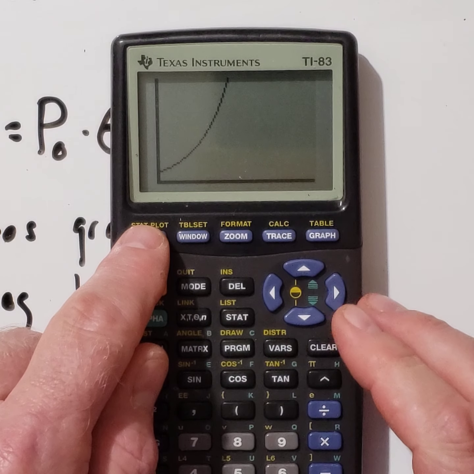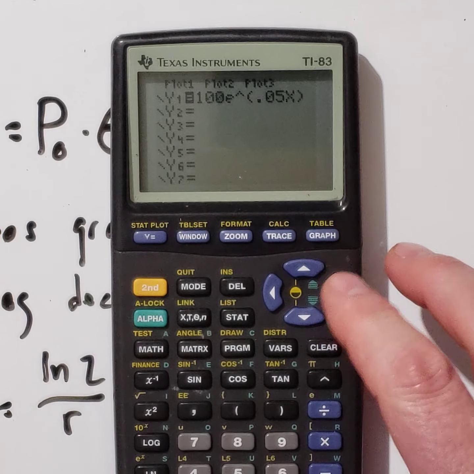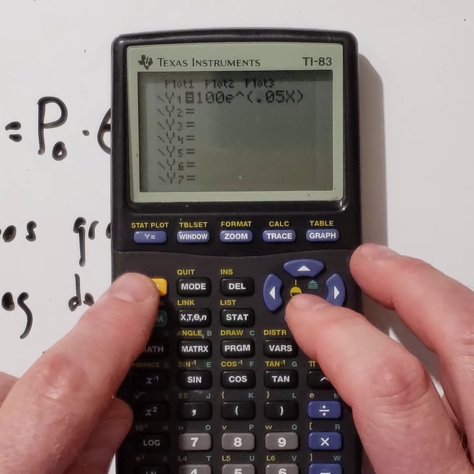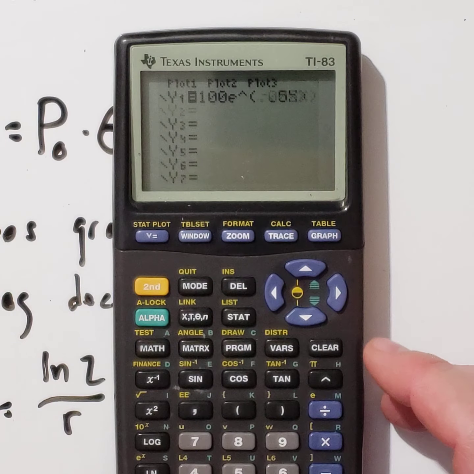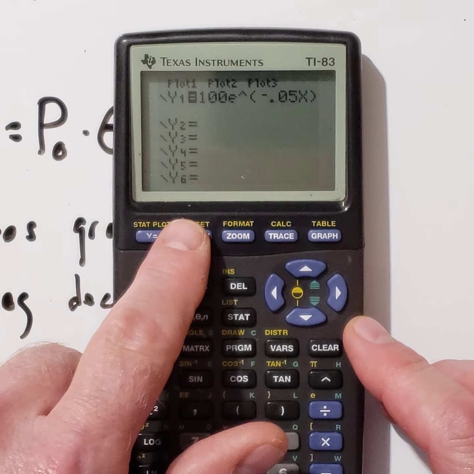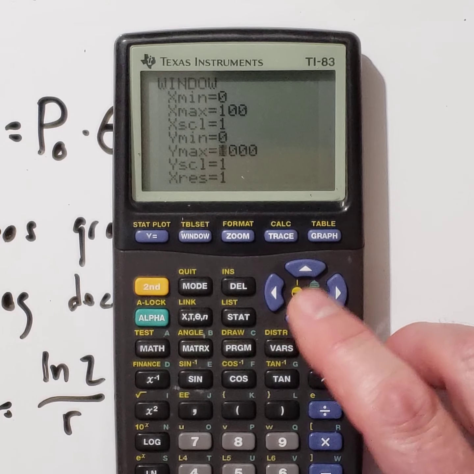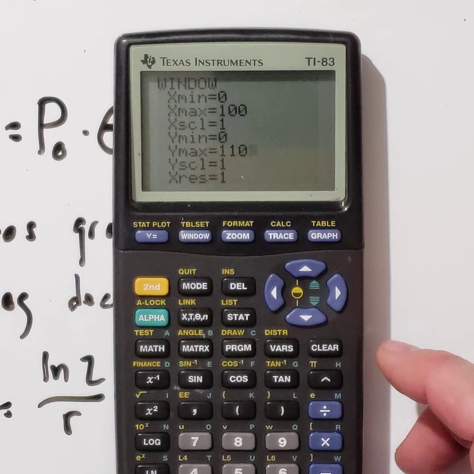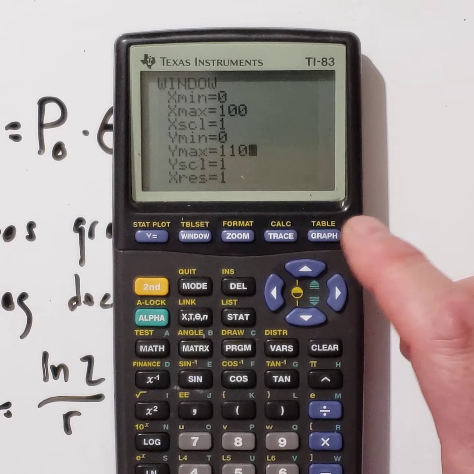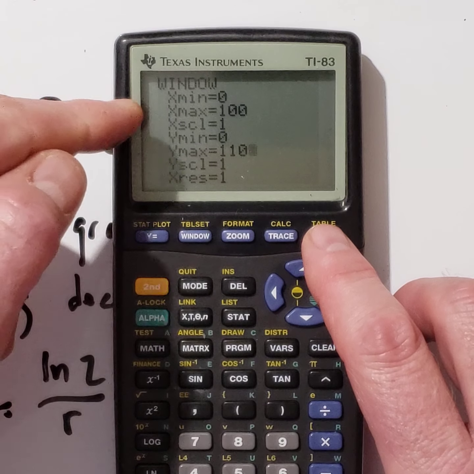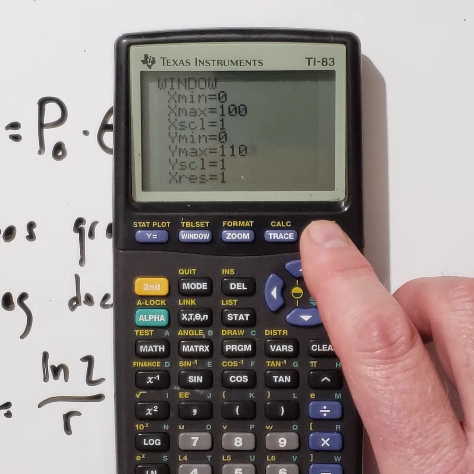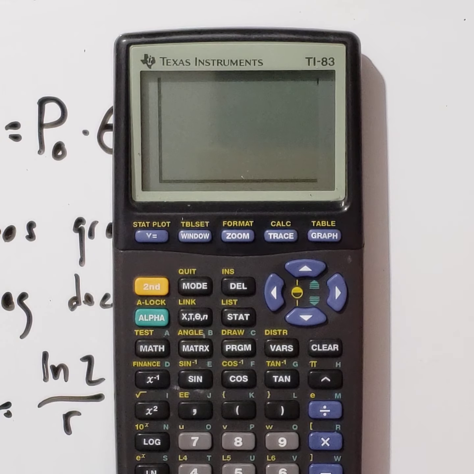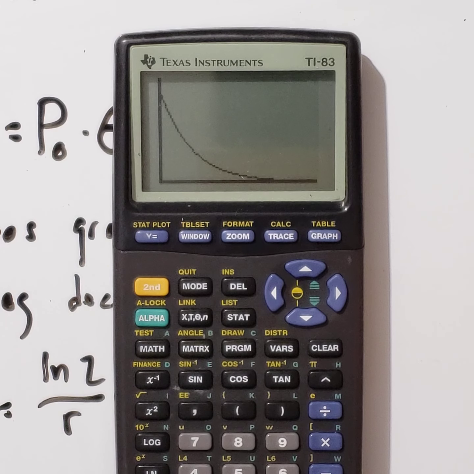So let's go back to our equation. And if we change that 0.05 to a negative 0.05, we'll get quite a different looking graph. I'm going to set Y max at 110 because this time it should be decaying. If it starts at 100 and it decays, I shouldn't need to go any higher than 100. So it decays and it levels off. That is exponential decay. And that's what happens.